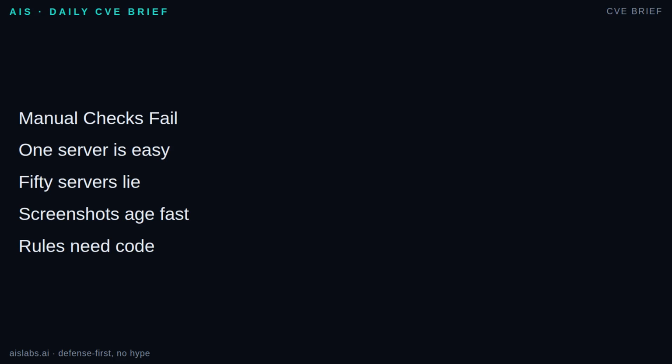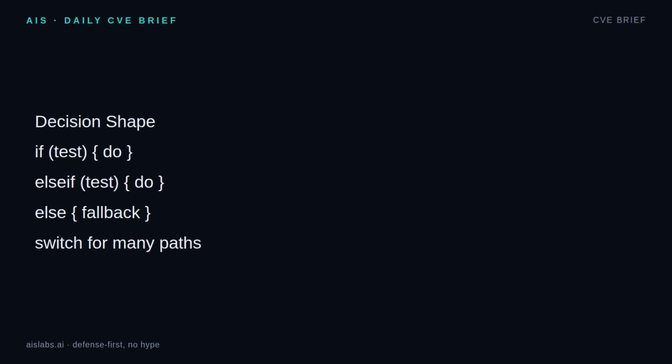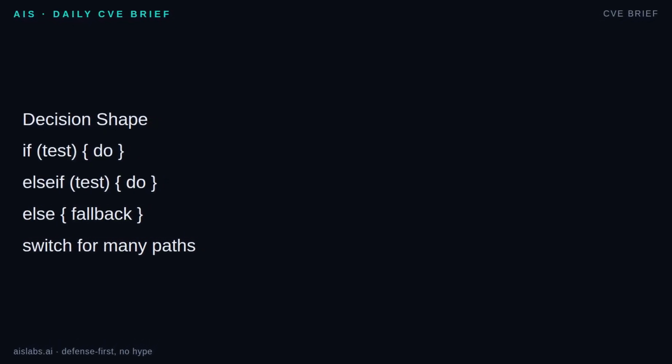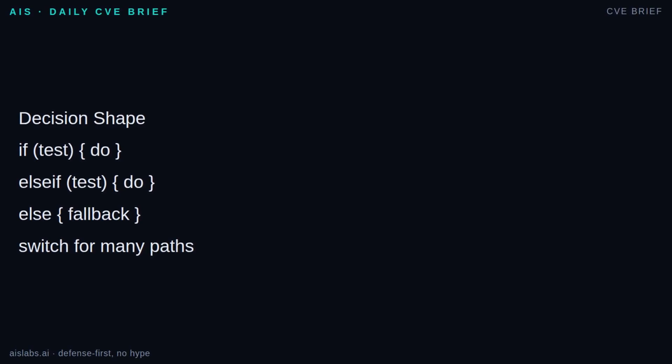If free space is healthy, say OK. If it is low, warn. If it is critical, page someone. That shape appears everywhere. Patch compliance, certificate age, backup status, and domain controller health. The shape is simple. If this test is true, run this block. Else if another test is true, run that block. Else is the fallback when nothing matched.